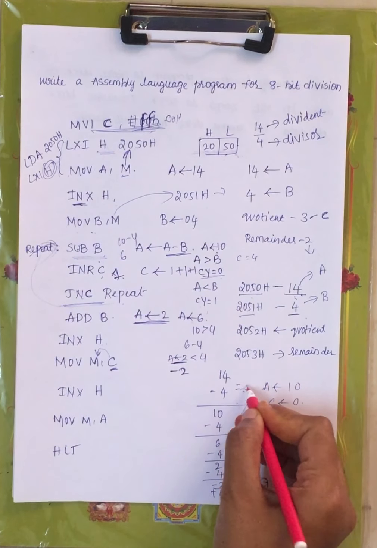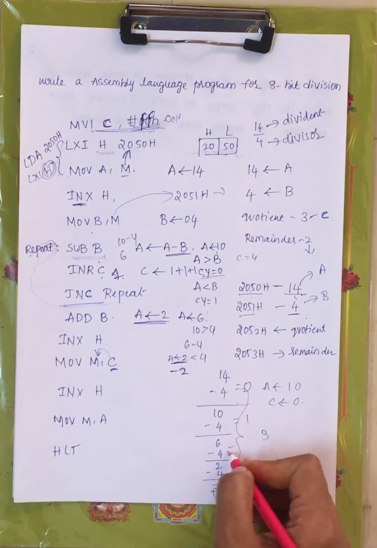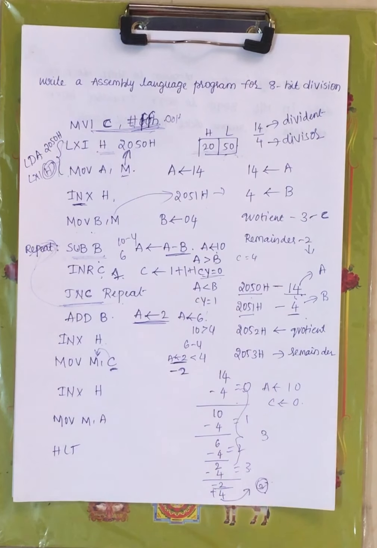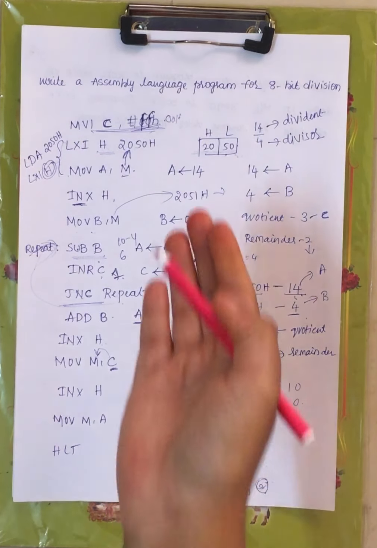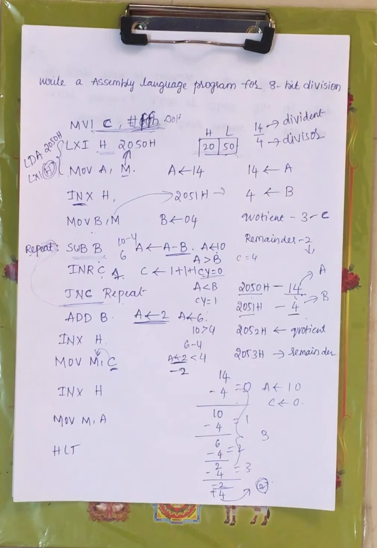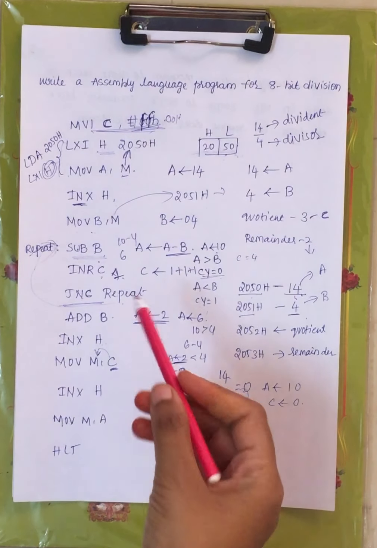If you see this, initially it is 0, then 1, then 2, then 3, right? That's why you have to take the C value initially as FFH. If I increment that, you will get 0, right? Before that you will have a carry, that can be neglected, right?